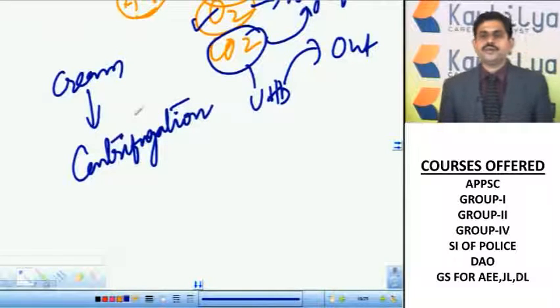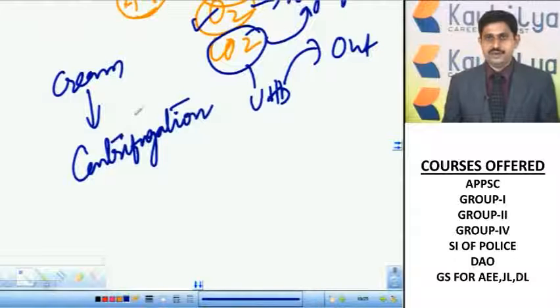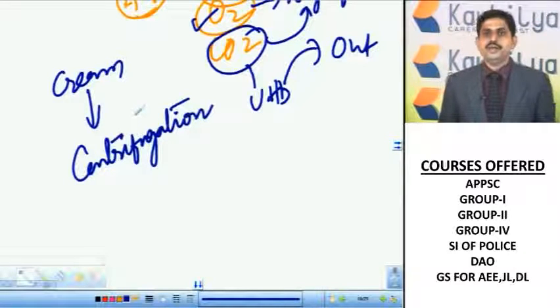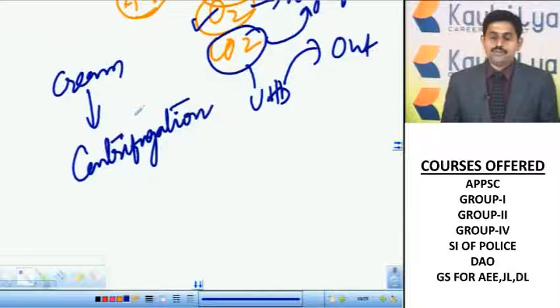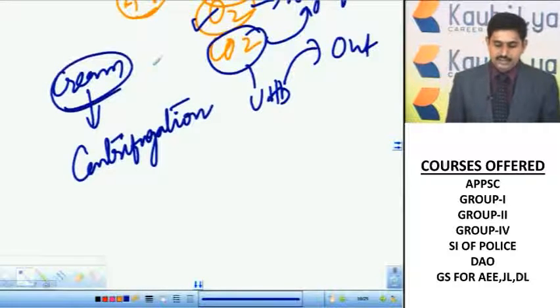Centrifugation is a process of separation of different types of constituents based on their density, based on their sedimentation coefficient. Whatever has the higher density is going to sediment at the bottom, and whatever has the lower density is going to settle at the top. So based on the density, we can separate any kind of substances. Here the cream, having the lesser density, can be separated from the milk by the process called centrifugation.